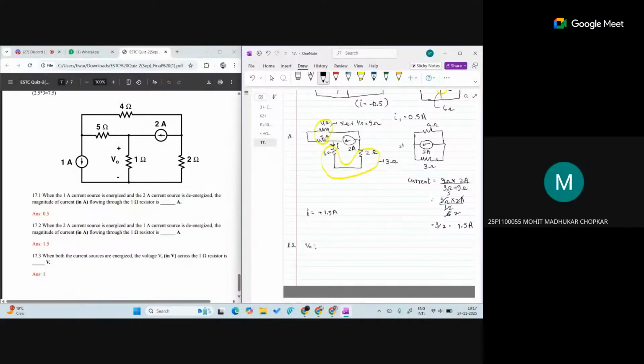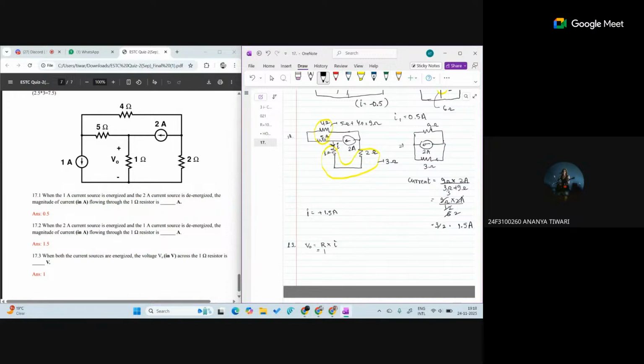Say, using 17.2, it is given. Your voice is breaking. So power. No, we had to find a current only. Yeah? We can find it like this.